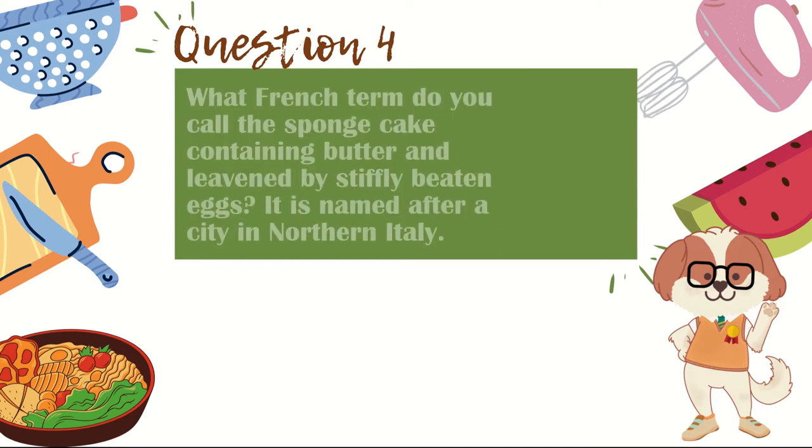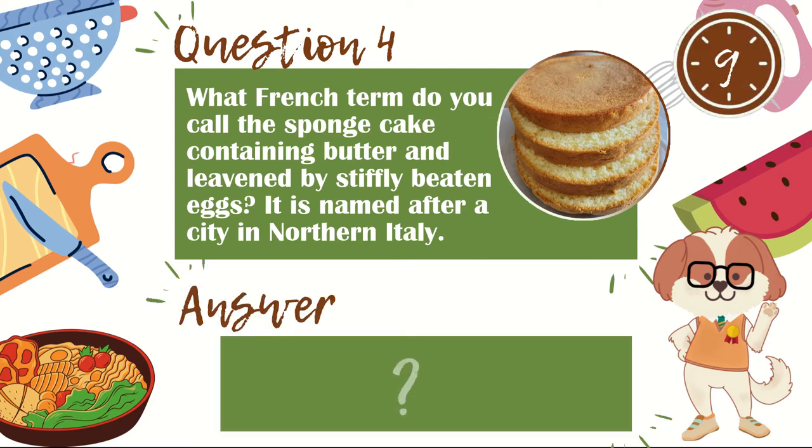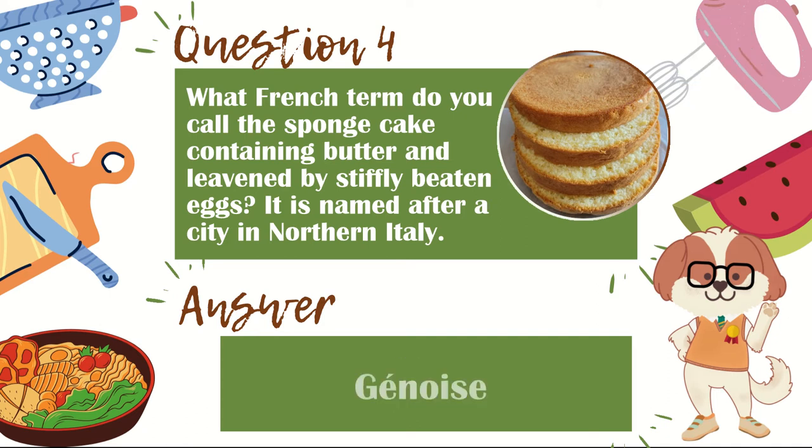Question 4. What French term do you call the sponge cake containing butter and leavened by stiffly beaten eggs? It is named after a city in northern Italy. The answer is Genoise.